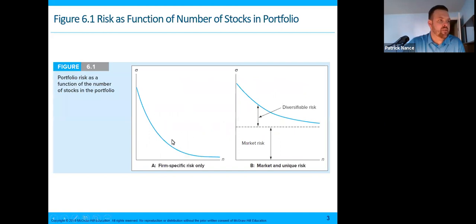So from a graphic perspective, firm-specific risk only would look like this, where market risk basically pushes that up, pushes it higher, the market and unique risk, and then our diversifiable risk is the difference between our decisions and how that can change the amount of risk that we have based on balancing. Usually it's a balancing of a portfolio, generally speaking.